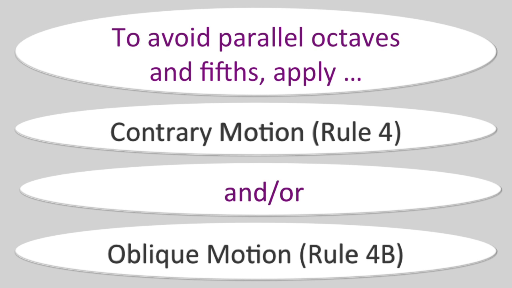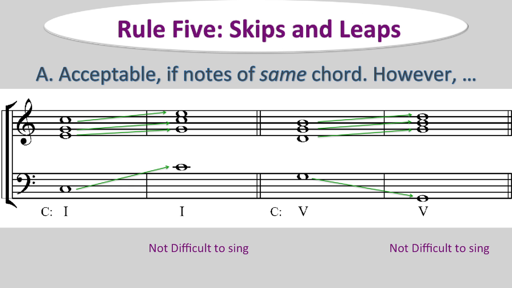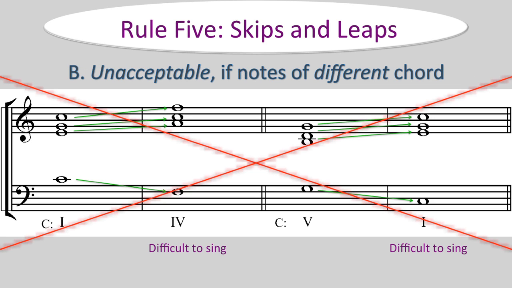Next, something slightly different. Rule 5. Skips and leaps. When three or four voices move by skips to notes in the same chord, it is acceptable and easy to sing. However, when three or four voices move by skips from one chord to a different chord, it is not acceptable in strict four-part writing, and neither is it easy to sing.